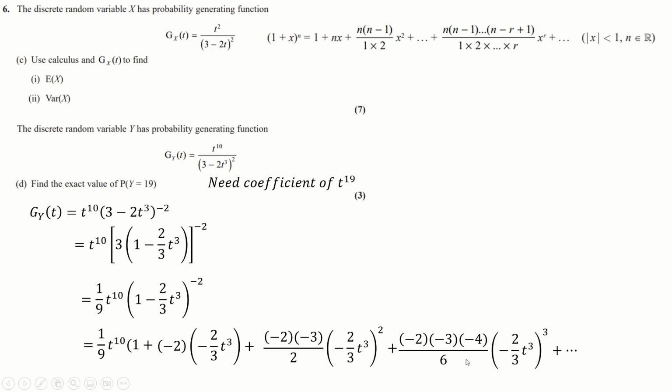That stuff will cancel, so it's just minus 4 times 2/3 to the power 3, which is this, and then times that by that 9th all the way over there, and the t to the 10 gives me t to the 19, and we end up with this coefficient here, which is our probability of y equals 19.